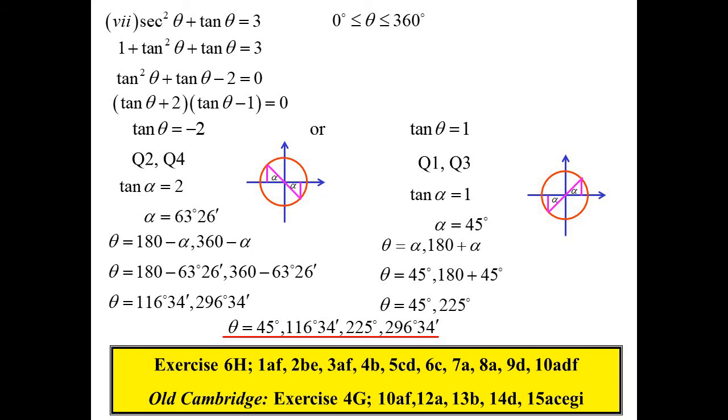Alrighty, 6H, but I've also put in one from the old Cambridge book there, 4G, and grabbed a handful of those questions that are interesting to look at.